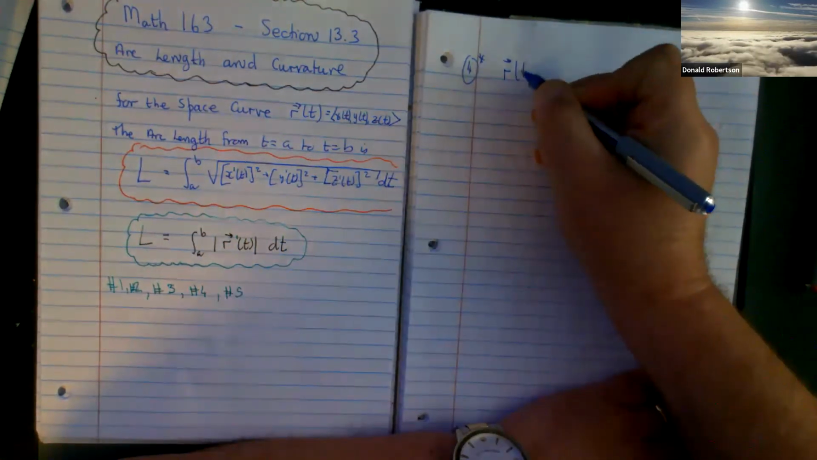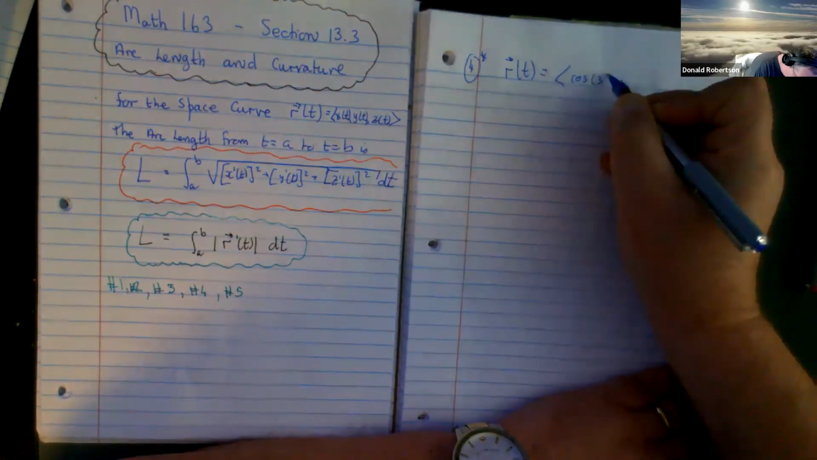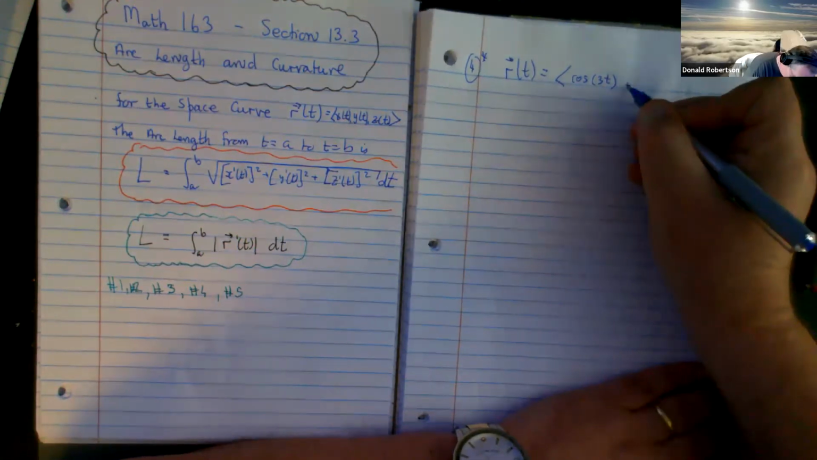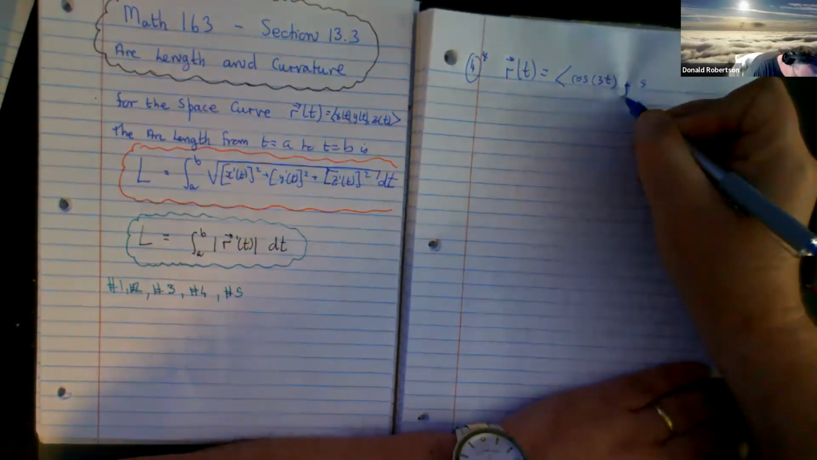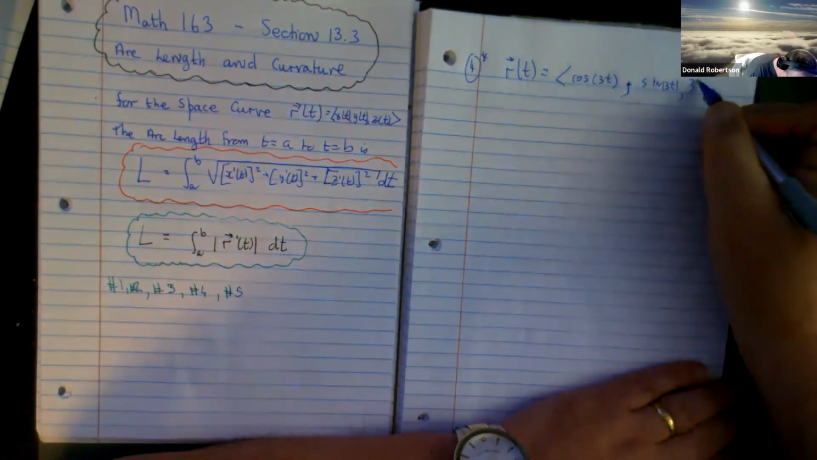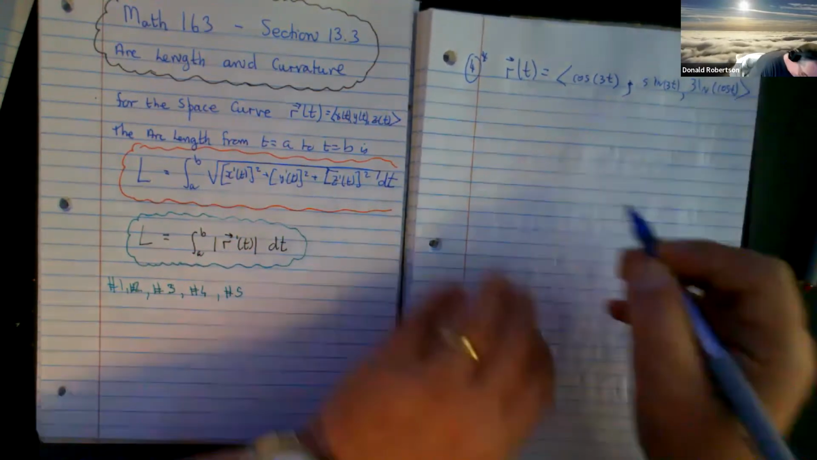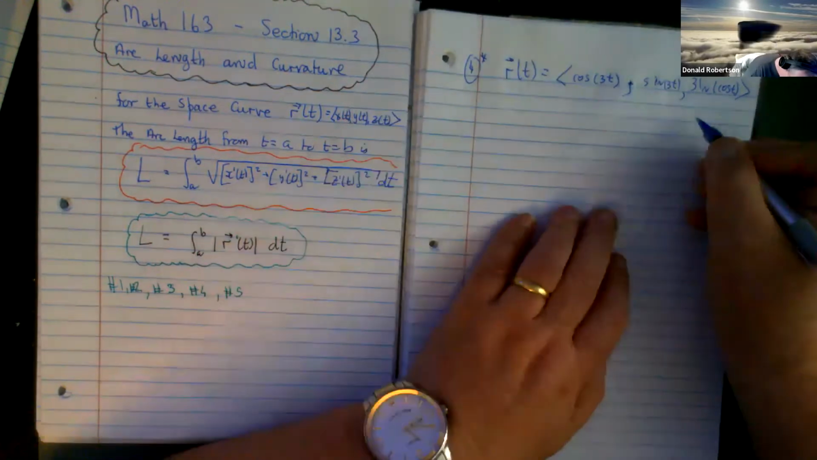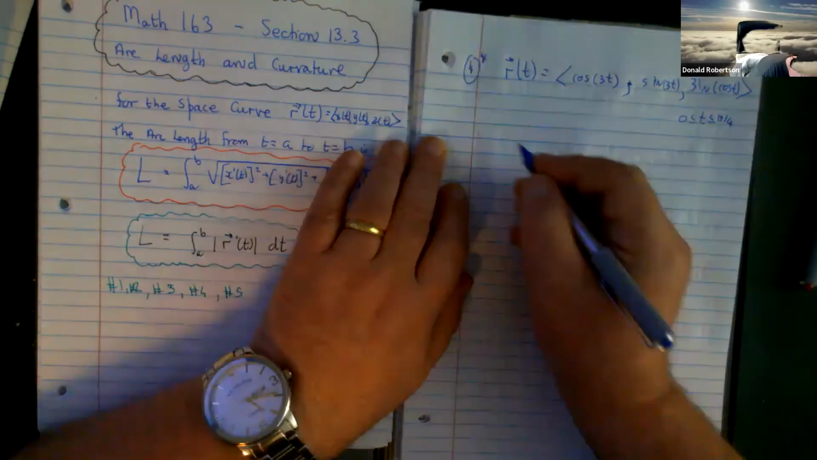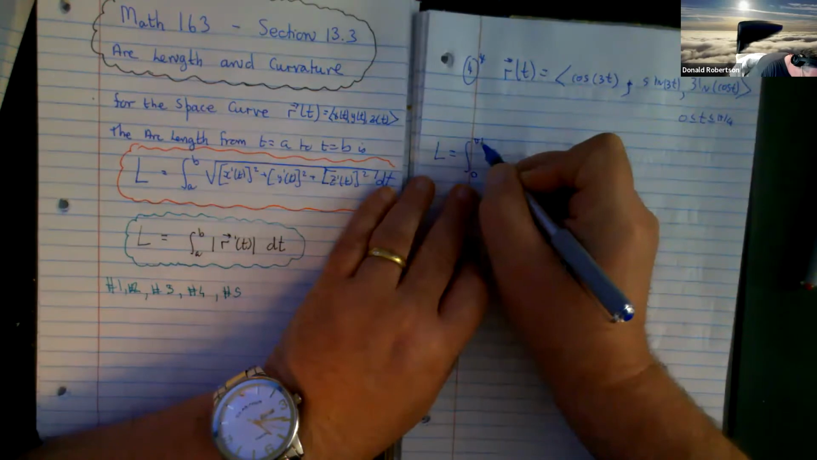So in this one, we have cosine of 3t, comma, the sine of 3t, comma, 3 times the natural log of cosine t. Well, that's a bit weird. And t is going to go from 0 to pi upon 4. So the arc length is going to be the integral from 0 to pi upon 4.